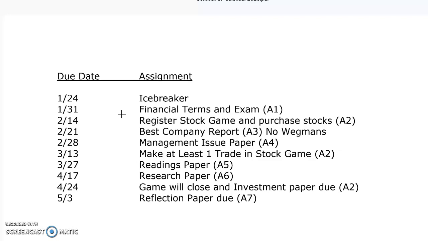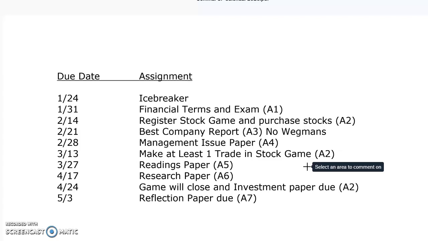Please note assignment 2 has 3 different due dates. The first is on February 14th. You have to register for a stock game and purchase stocks. I'm going to do a separate video for this, so I'm not going to show it to you, but just to give you an idea, you have to make at least one trade by March 13th, and then the game will close at the end of the semester and you have to write an investment paper. There are 3 different options for the stock game.